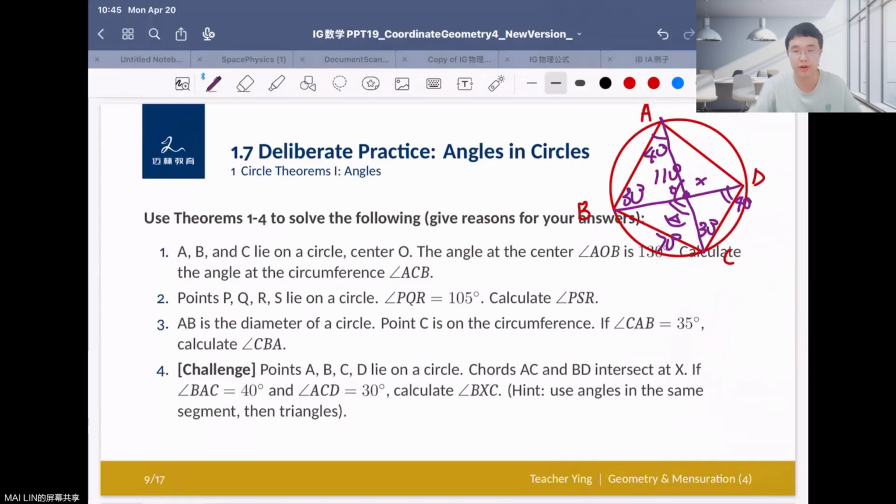That is how to understand the angles in circles. In these problems, I hope you can understand how to calculate the angles in the circle. They are very important. So that's our lesson. See you next time. Bye.